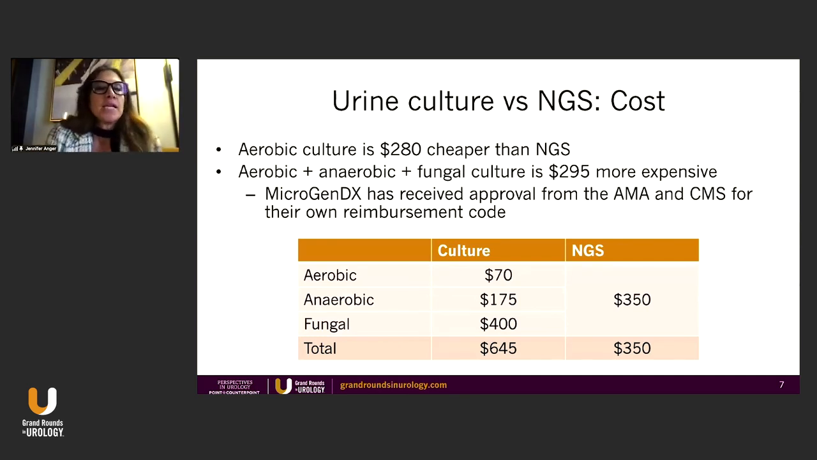Cost. Now, aerobic culture is cheaper, but if you start adding aerobic, anaerobic, and fungi, it's actually $300 more expensive. And MicroGenDx, which is one of the 2 large companies that have developed this technology, has received approval from the AMA and CMS with their own reimbursement code, so now it's covered.